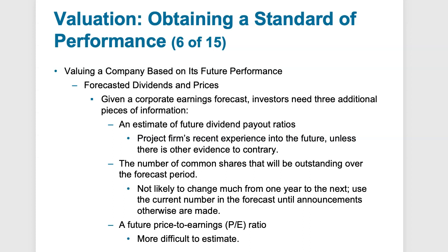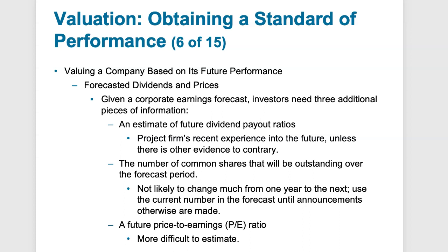Now, forecasting dividends and prices. Given the corporation's earnings forecast that we could calculate, investors are going to need 3 additional pieces of information. First, an estimate of the future dividend payout ratio. So what is the company's prospective or past payout, or future stated payout of dividends? We can do that to project the firm's current position into the future.